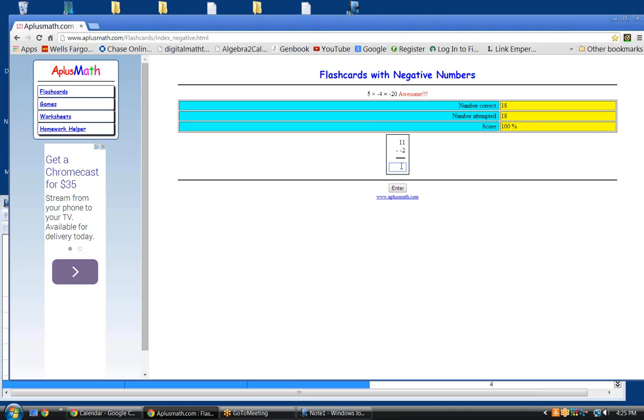So -9. Two negatives in a row do what? Turn positive, +9. You have 11 plus 2. Oh, 13.